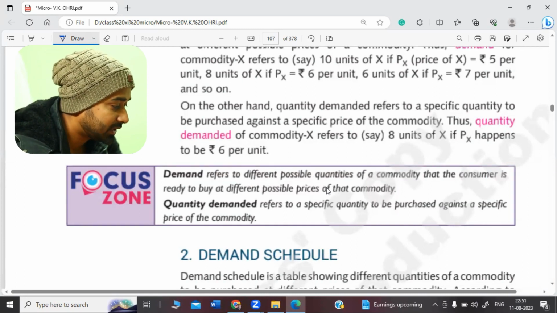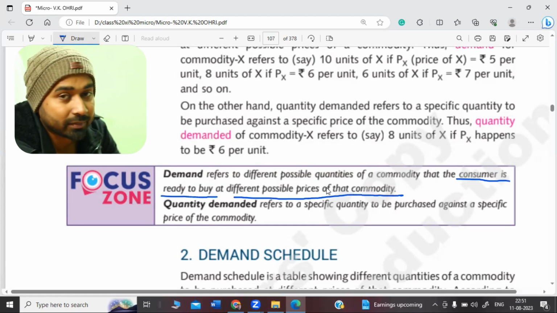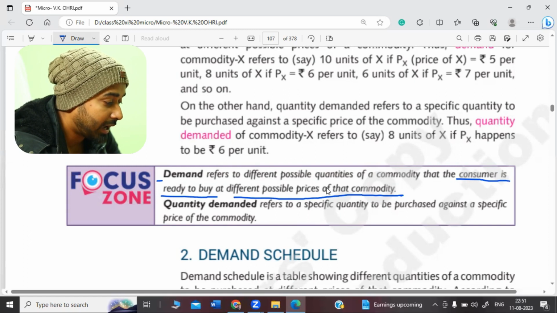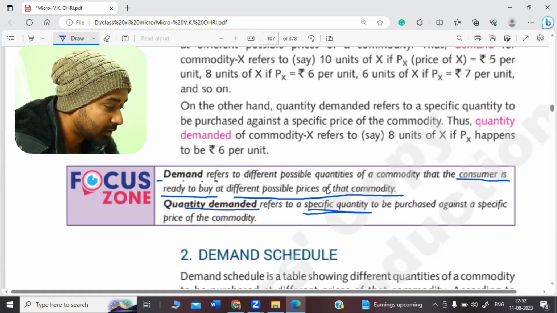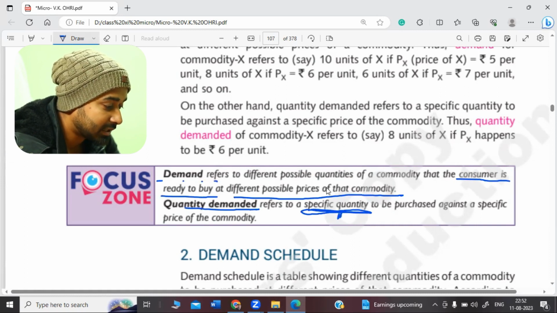In a simple definition, demand refers to the different possible quantities of a commodity that a consumer is ready to buy at different possible prices of that commodity. So in the market, at the different prices there are, the consumer is ready to purchase accordingly. That is known as demand. And quantity demanded refers to the specific quantity already purchased by a consumer, a specific quantity to be purchased against a specific price of a commodity.